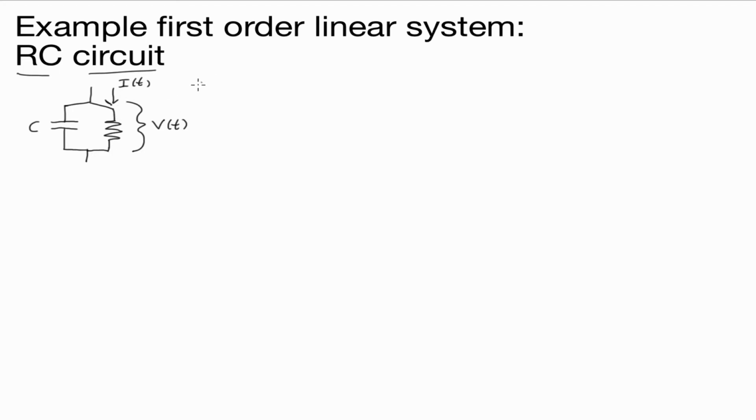So again, I think of I of t as a current input, and the voltage as sort of an output, a resulting voltage. It's a voltage that's in response to this applied current, this input here. Okay, let's talk about how we set up this model.